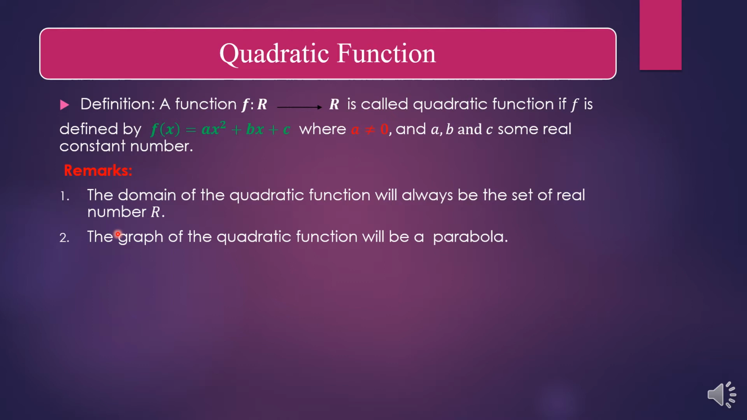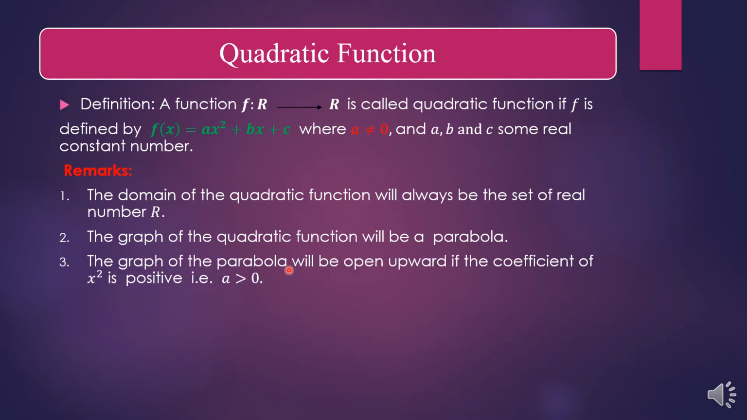The second point is the graph of the quadratic function will always be a parabola. It will be a parabola shape. Parabola shape means it will give you a U shape. And in the next slide I am going to show you what the parabola shape is. The graph of the parabola will be open upward if the coefficient of x square is greater than 0.